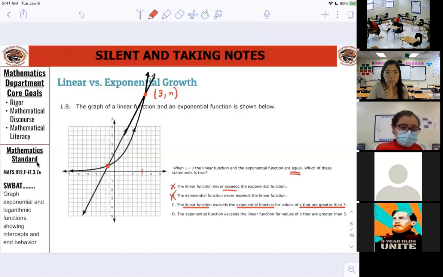At that point, which one's on top? Oh, the exponential. So it's D. I knew it was D. The exponential function exceeds the linear function for values of x that are greater than 3.